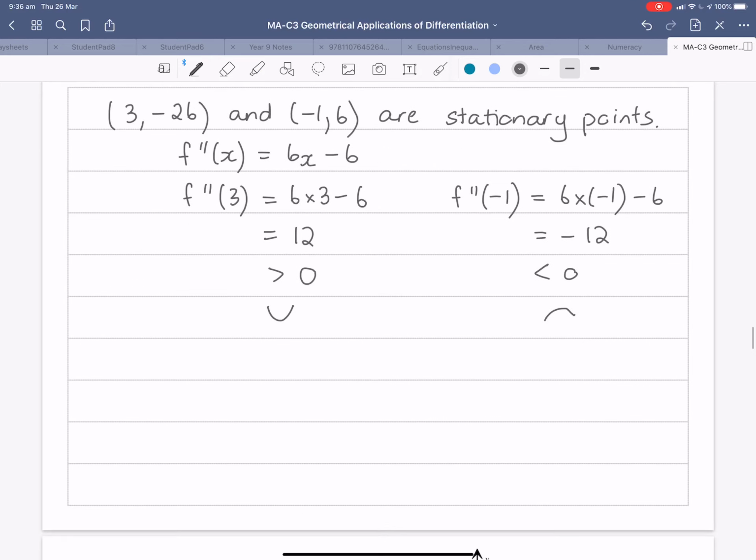So we need to actually explicitly state that. We need to say (negative 1, 6) is a maximum, and that's what we were expecting based on our knowledge of what this curve looks like. And (3, negative 26) is a minimum.